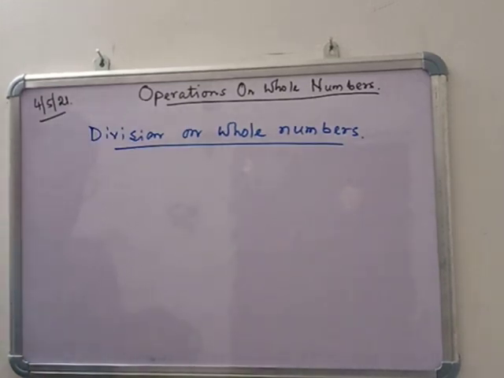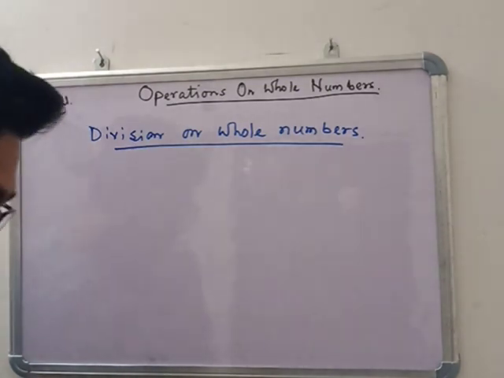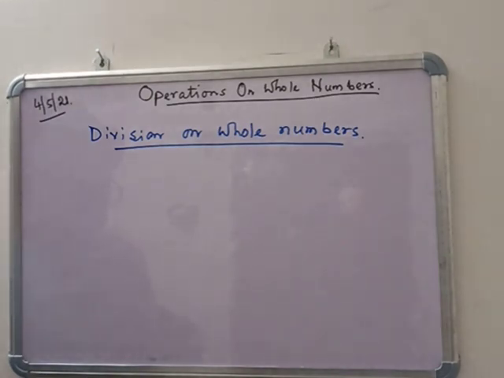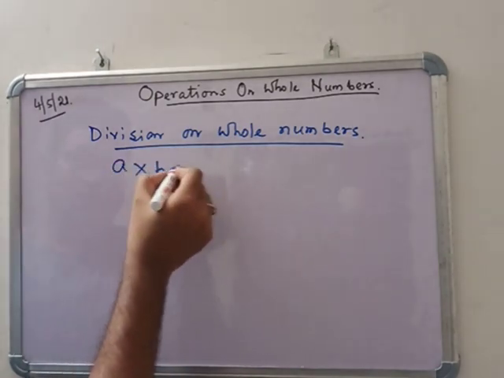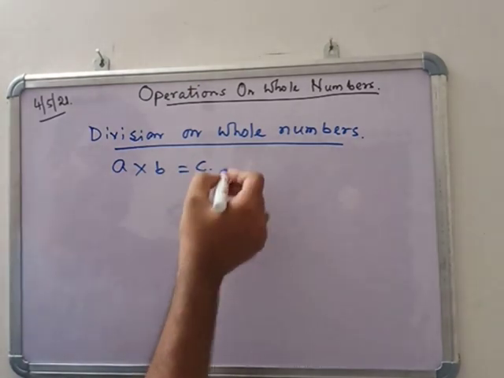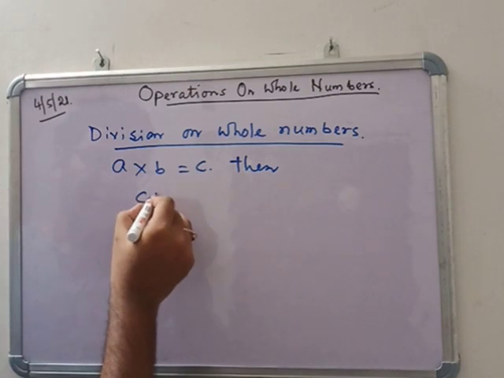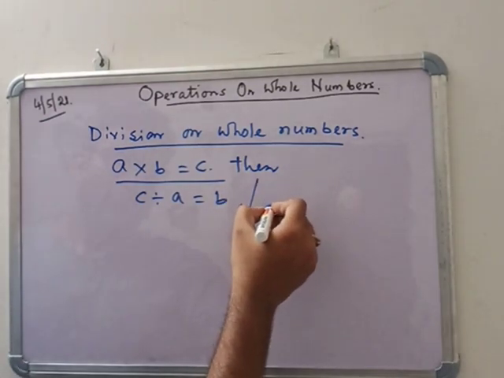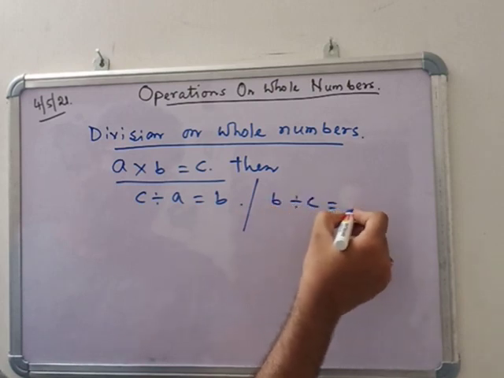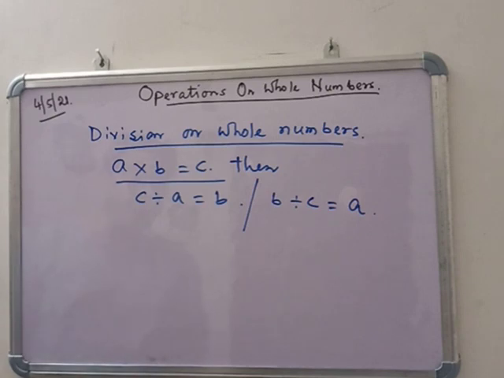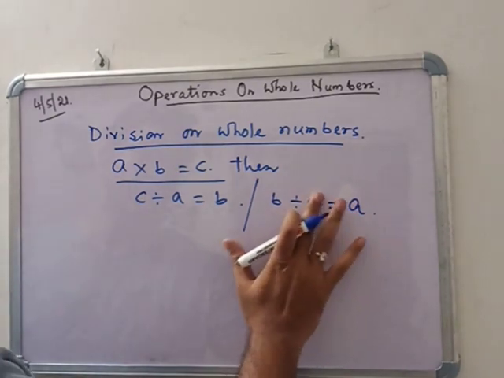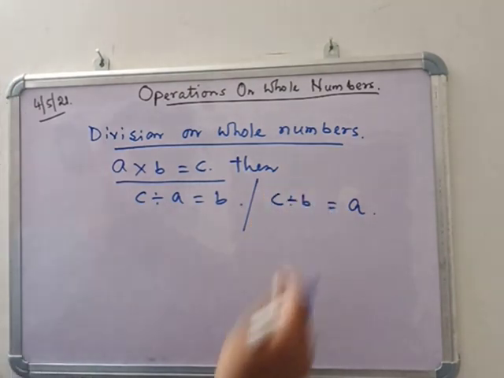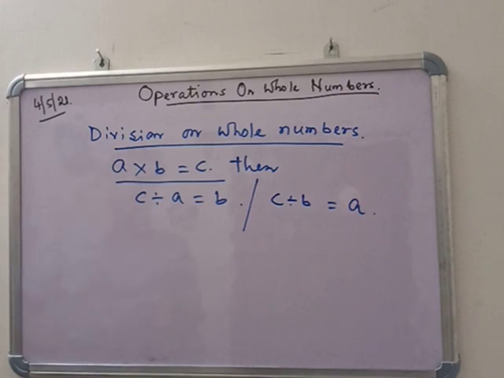So now our topic is division on whole numbers. So what is division on whole numbers? If A into B equals C is given, then we can say that C divided by A equals B. Clear? Or we can say that C divided by B equals A. So this is the division on whole numbers.